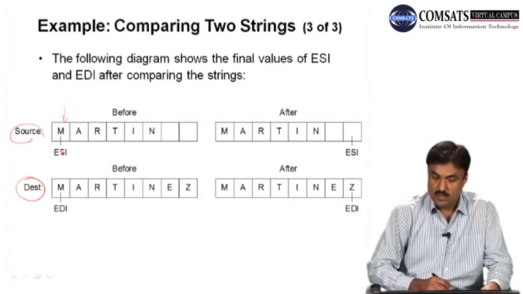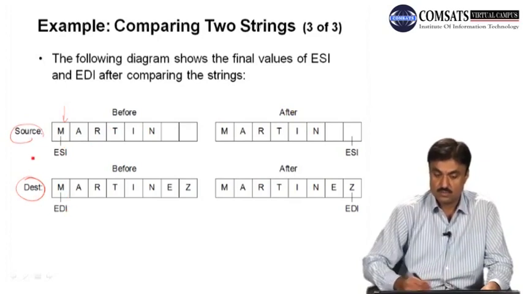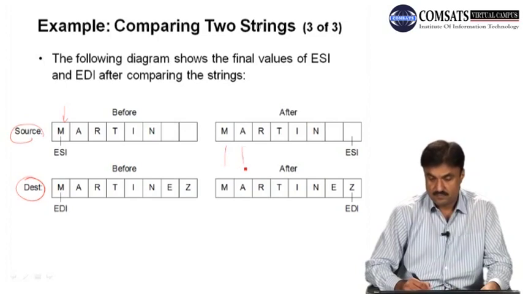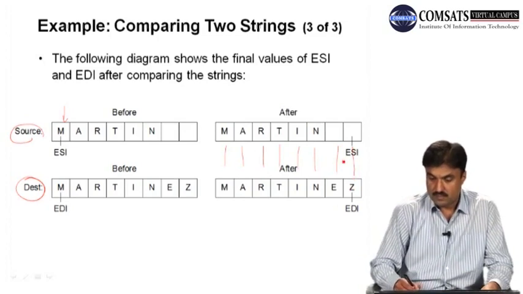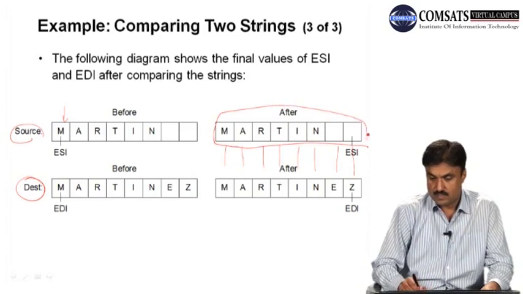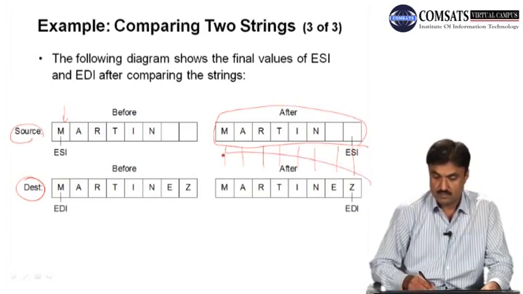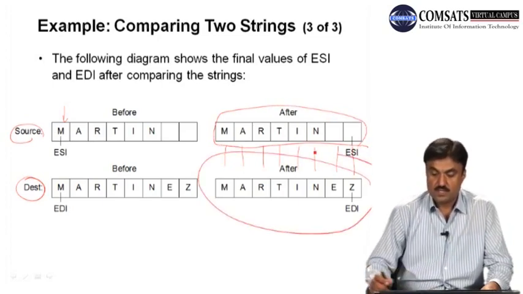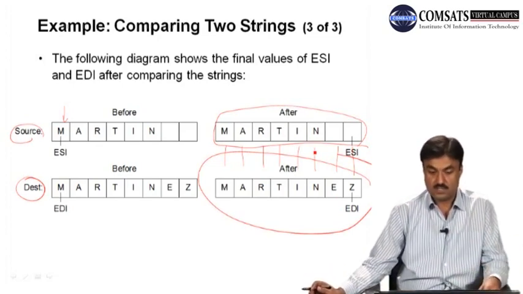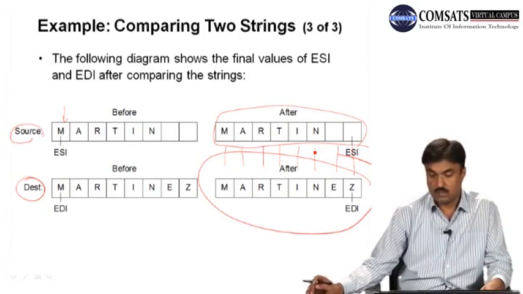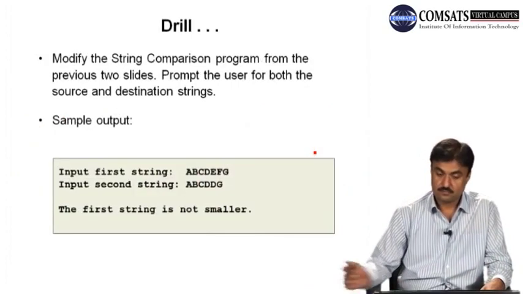ESI is pointing to the starting byte of the source and EDI is pointing to the starting byte of the destination, and so on. So they will compare both. When it comes here, it will say that this one is below this one. So the condition for below will be true, and it will print the string. This is one example you can use.